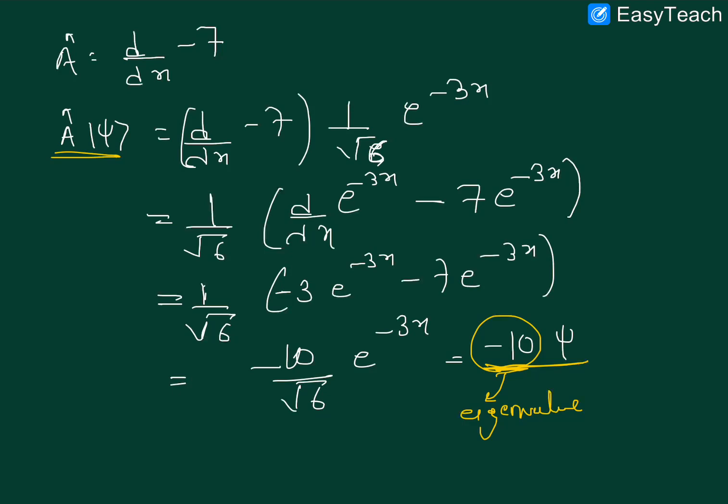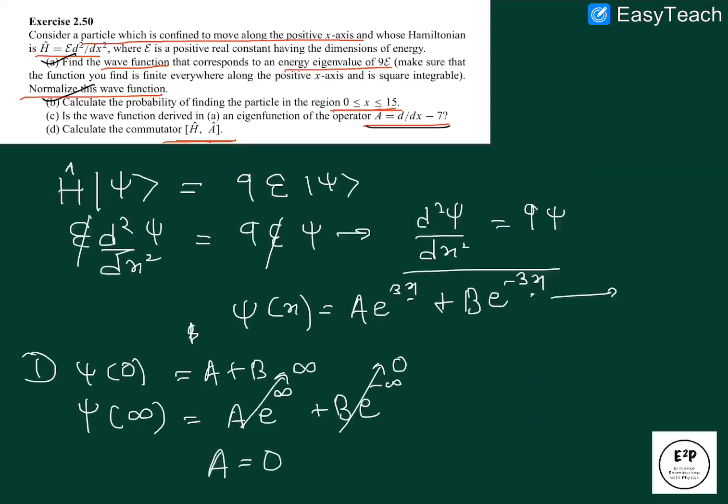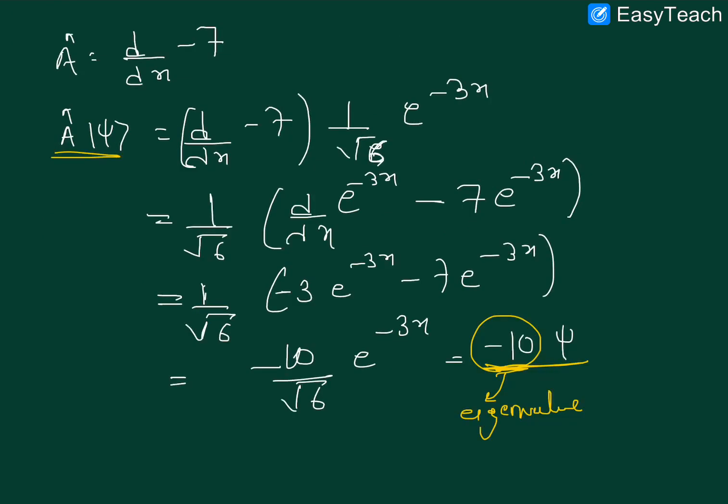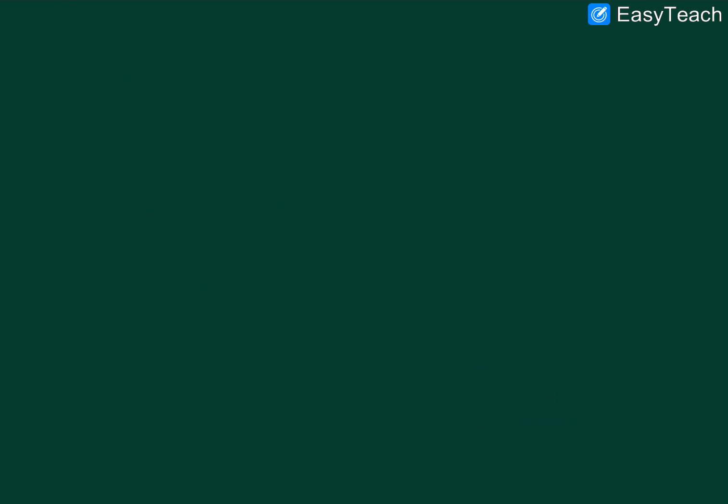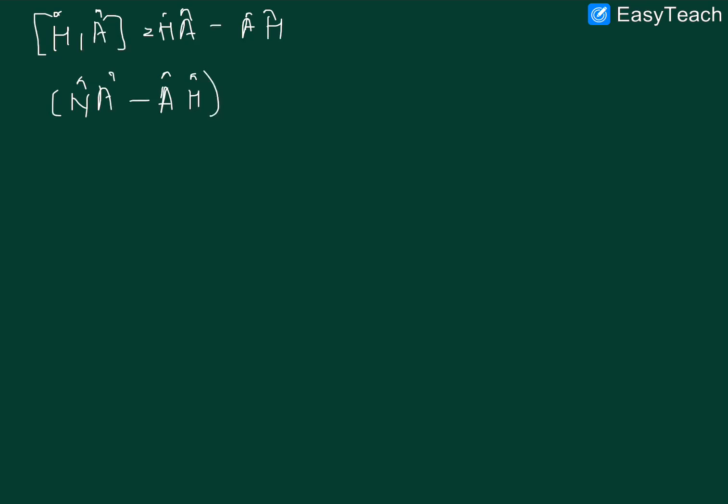Alright, now we have the last sub question, that is we have to calculate the commutator of H cap and A. To calculate the commutator, let us take a test function and see how things work out. The commutator of H cap and A is nothing but H cap A cap minus A cap H cap. Let us apply this on a test function; instead, let's take the psi that we have calculated.